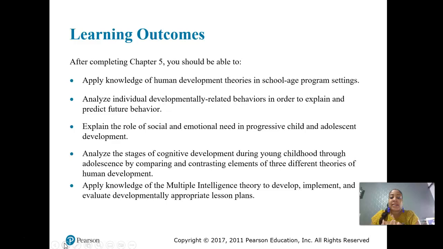Okay, so that's basically chapter 5. So we're back to our learning outcomes. After completing chapter 5, you should be able to do all of these things. So hopefully after having read the chapter, after having gone through this PowerPoint, you're now reviewed and now you feel a lot more equipped to talk about theories of child development.